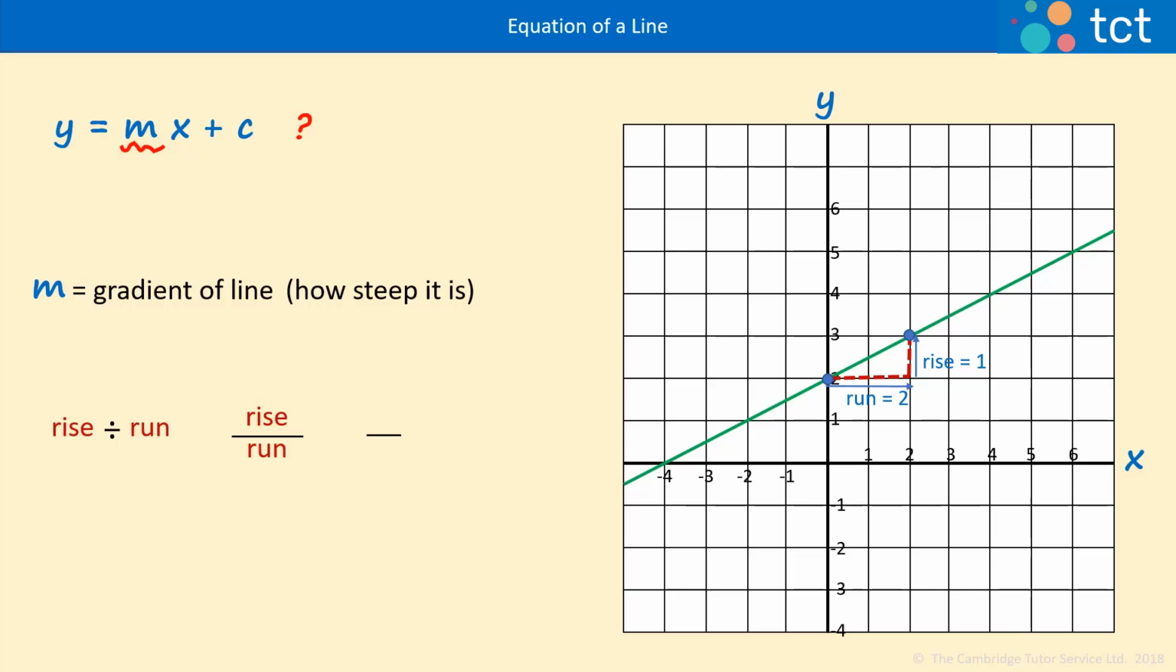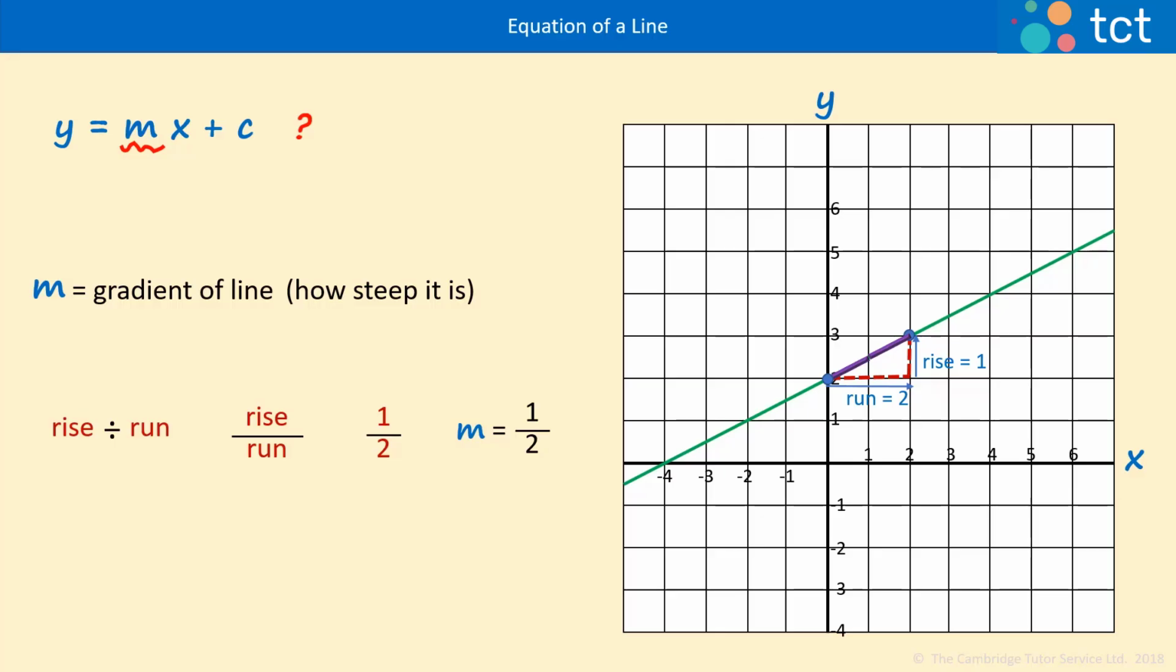The rise is 1, so that goes at the top, and the run is 2, so we're dividing 1 by 2. You can probably see that that's a half. So the gradient of this line, m, equals a half. What this means is, if we start with that first point, as it runs across a complete square, you can see it's only gone up half a square. If we run it another whole square, you'll see it's gone up another half a square. So it takes 2 runs, 2 squares, for that line to reach the next square, the next point going up.